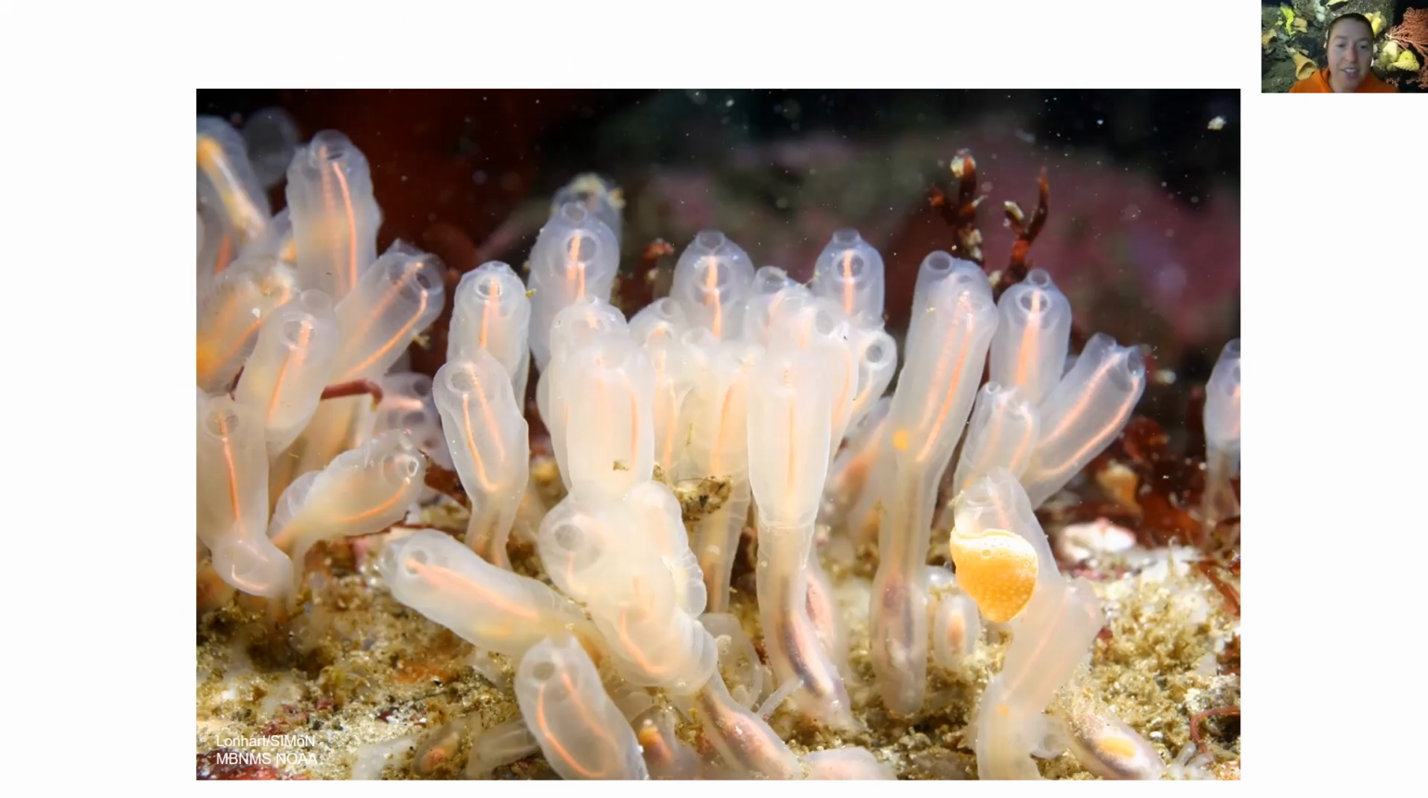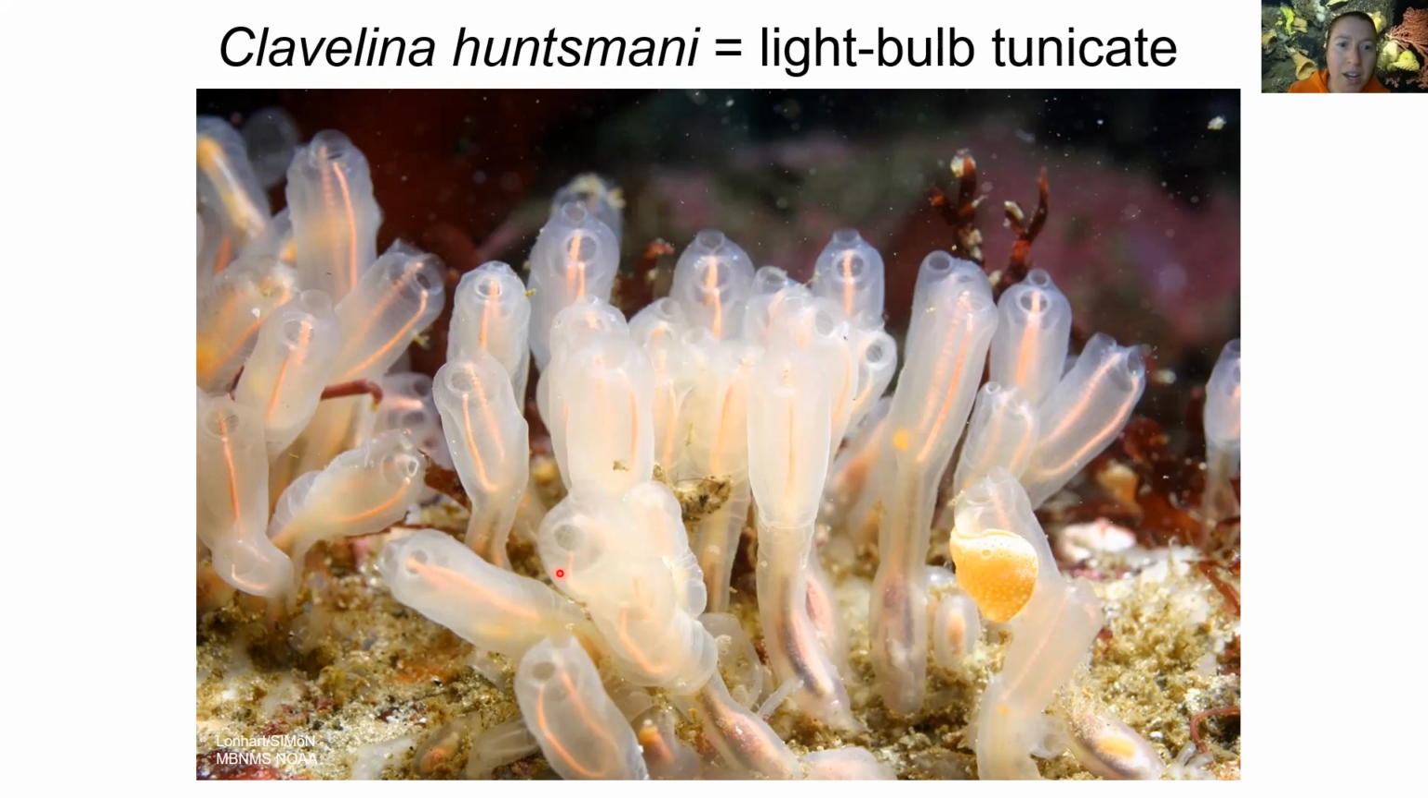But let's look here. This is an example of a colonial one, right? So not a compound. This one is the light bulb tunicate, Clavelina huntsmani. And you can see each one of these individuals has an in and an outgoing water siphon. So each one is an individual, but down here, they grow one clone after another. And you can see some baby ones growing up here, some baby clones. And these are called light bulb tunicates because, as you can see, they have these filaments inside that look like the tungsten filaments of an old incandescent light.